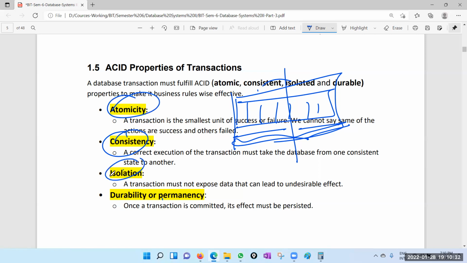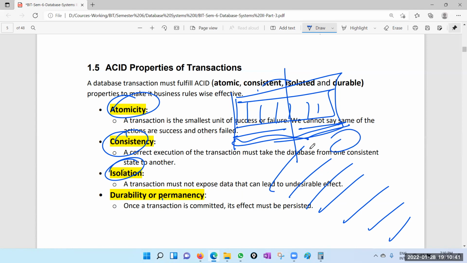The third one is isolation. I told you that there are multiple transactions happening and sometimes these transactions may refer to the same records. So the undesirable effect of one transaction must not be exposed to the other transaction. We are not saying that one transaction must not be exposed to the other. Of course, they will be exposed, but only the undesirable effects must not be exposed, right?